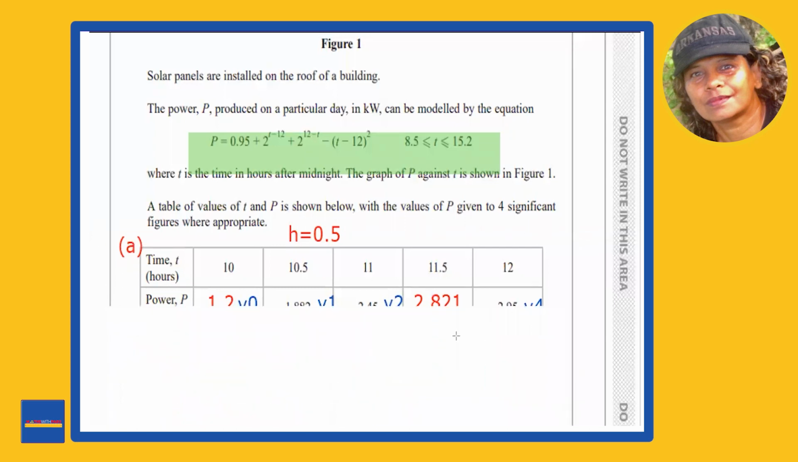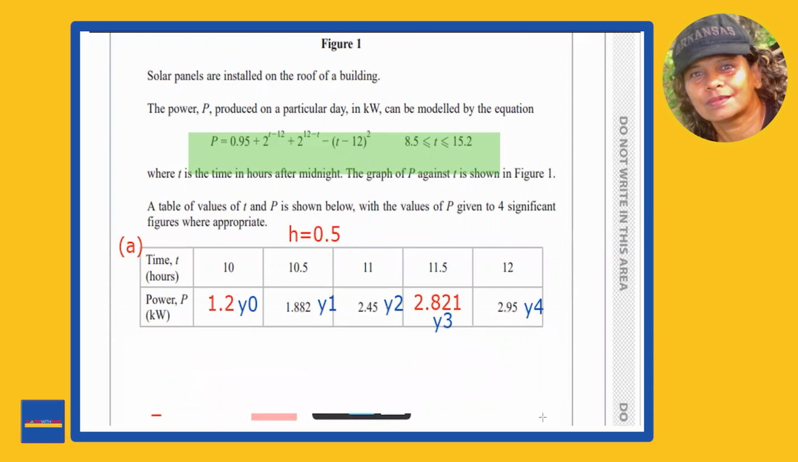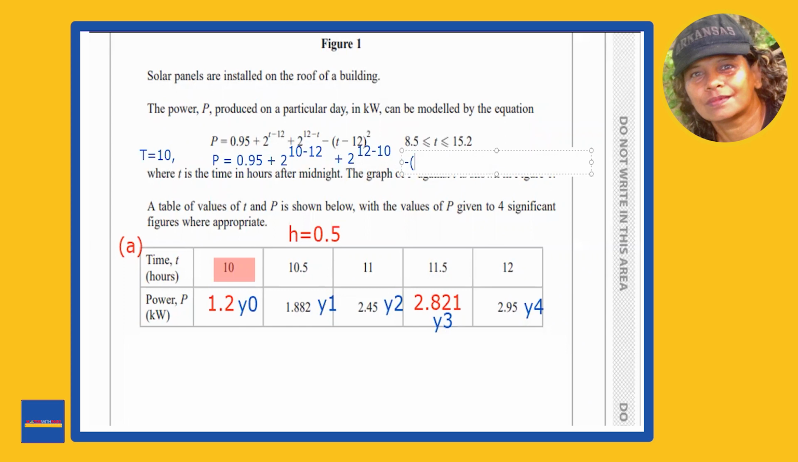If I substitute T equals 10, because the first thing I have to find the answer for is T equals 10, I have P is equal to 0.95 plus 2 to the power of 10 minus 12, plus 2 to the power of 12 minus 10, because I'm substituting 10 for T, minus 10 minus 12, the whole thing squared.